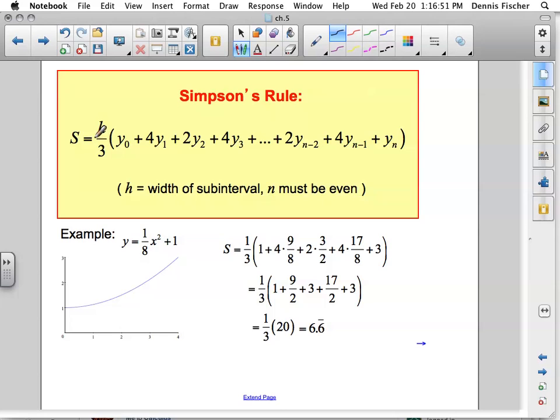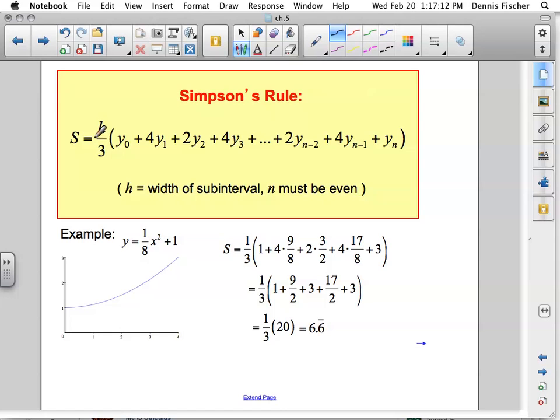Now you notice on here it's a little different. It doesn't go 2 and 1 and all that kind of stuff. It's kind of set the same way. First value is this first y value. Not much different. But then it goes 4, 2, 4, 2, 4, 2, 4, 2, 4, and so on. So it's not a lot different than the trapezoid rule, but you have to remember to go alternating 4, 2, 4, 2.